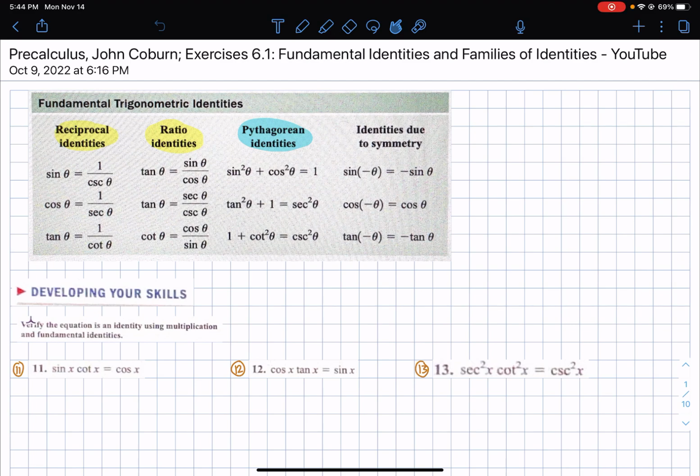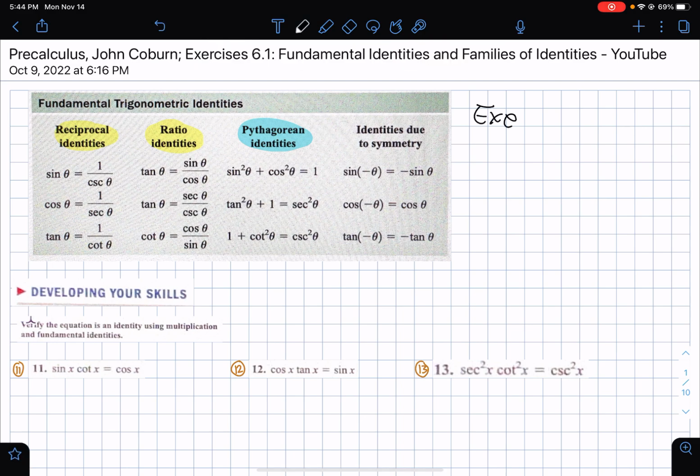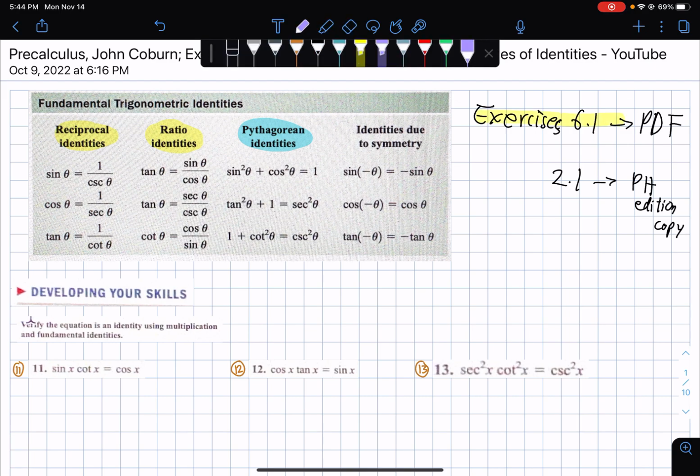In this video, we will be talking about a walkthrough of the exercises 6.1. In the PDF, it's called exercises 6.1, but in the Philippine edition, it's called 2.1. Just so I can clarify the possible confusion to those who might use the Philippine edition book and those who will use the PDF. I'm not sure though if in the actual American copy it's also called exercises 6.1. What I'm very sure of is that 6.1 is the PDF version.